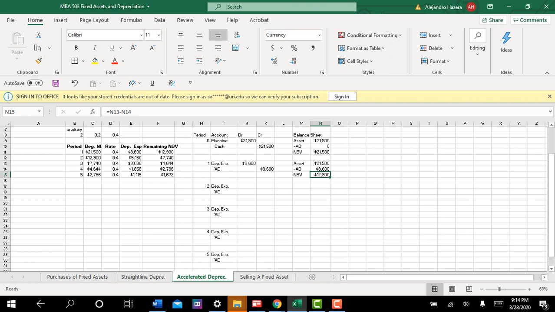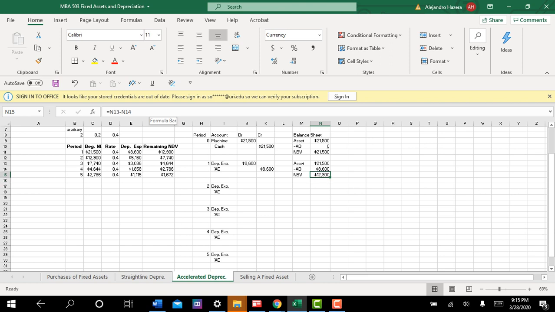Couple of things, let me go over these. The asset doesn't change. That will always be the case. Your accumulated depreciation is equal to last year's accumulated depreciation plus this year's depreciation expense. And your net book value is equal to the difference between your asset, which doesn't change, and your accumulated depreciation.